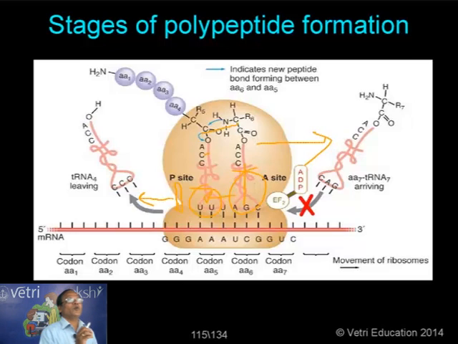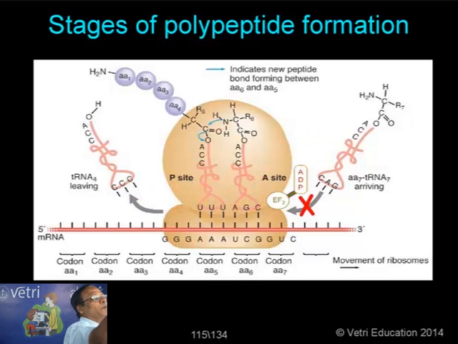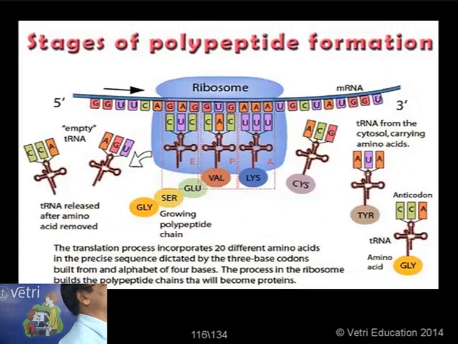So anyway, the peptide bond is formed between the carboxyl and amino groups of two amino acids with the help of the enzyme peptide transferase. This is the diagram only. The picture you have to remember, and I am going to give the explanation. So this is another picture, a clearer picture showing it.